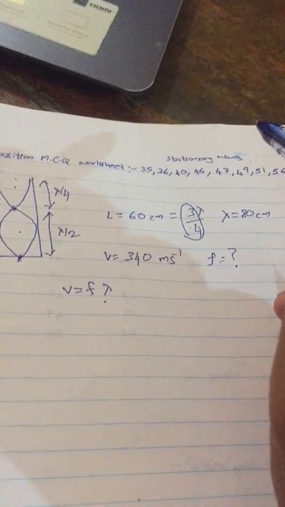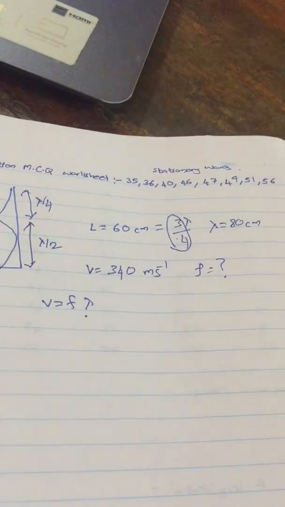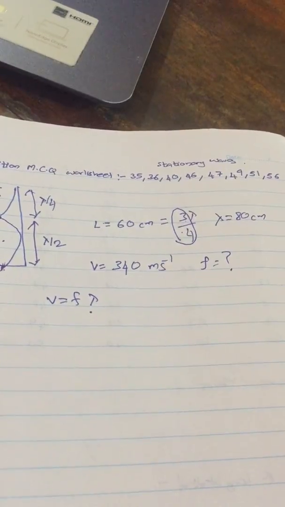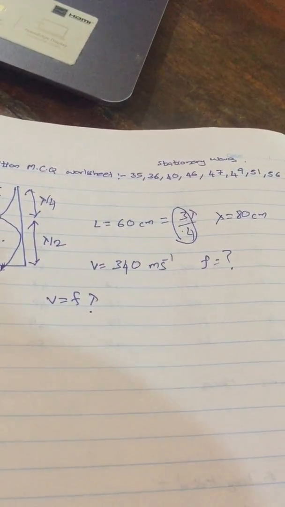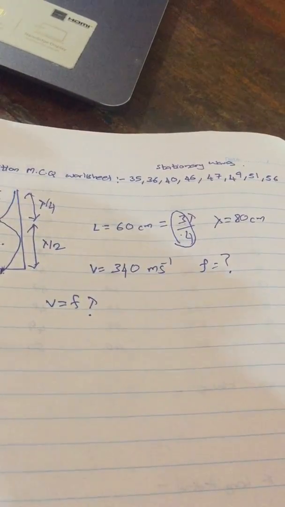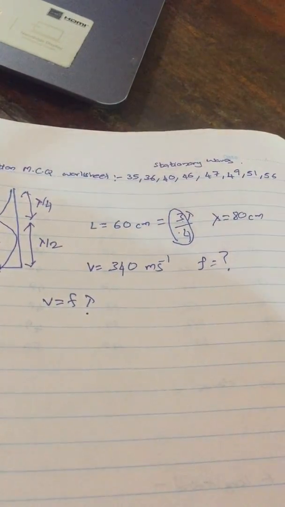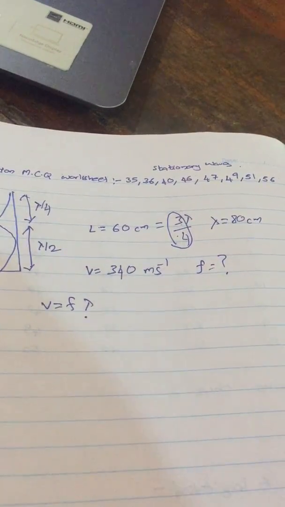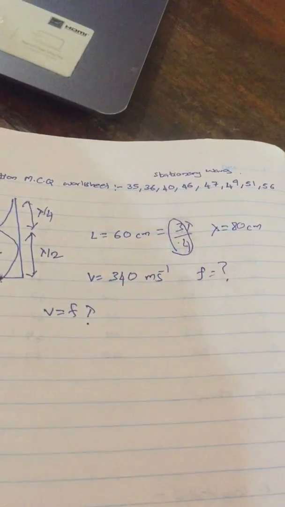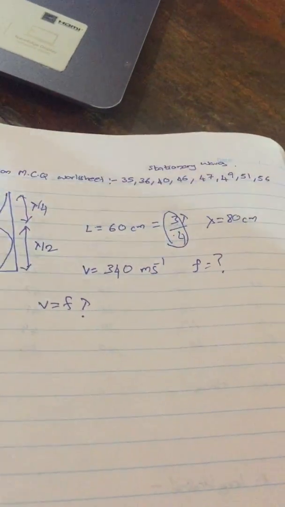3/4 is equal to 60. That means 1/4 is 20. 3 sections is 60, so one section is 60 divided by 3, that is 20 centimeters. Hence the entire wavelength, the 4 sections, is 20 times 4, 80 centimeters.